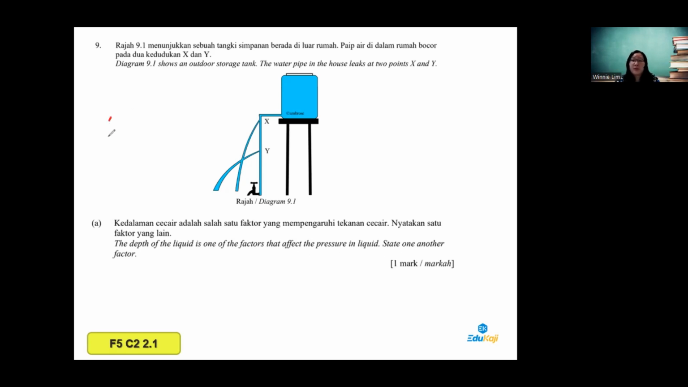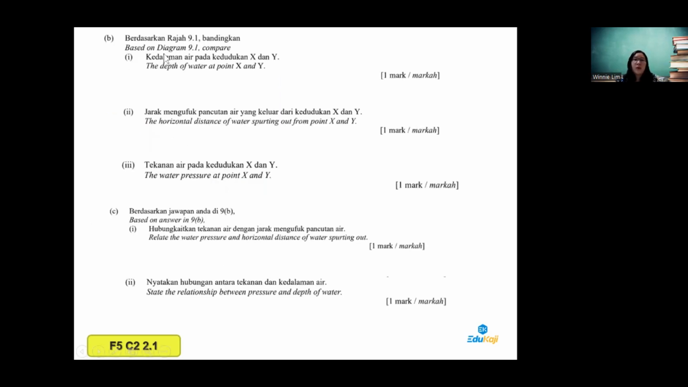So as you all know, what is the formula for pressure in liquid? h rho g, where h is actually the depth. Rho is the density of liquid, and g is gravitational acceleration. So either one, when you mention it, then you get the answer. Next, they want you to compare what?